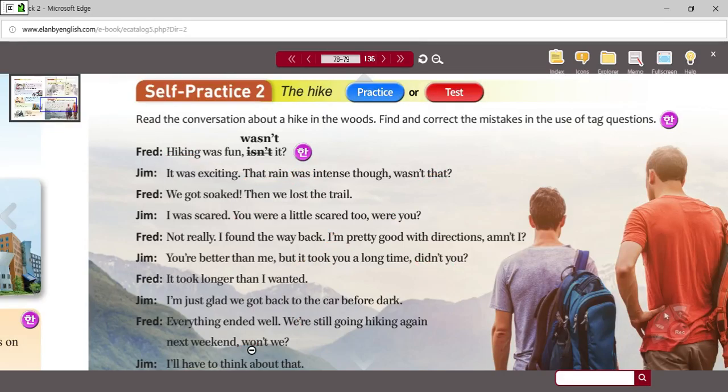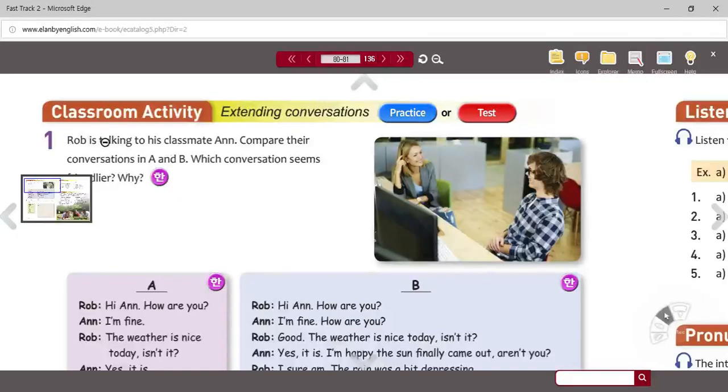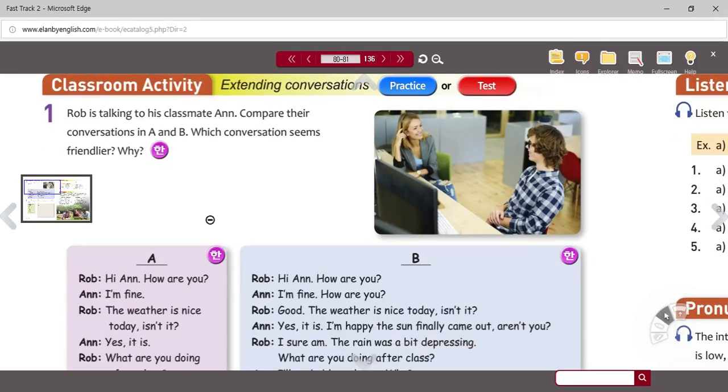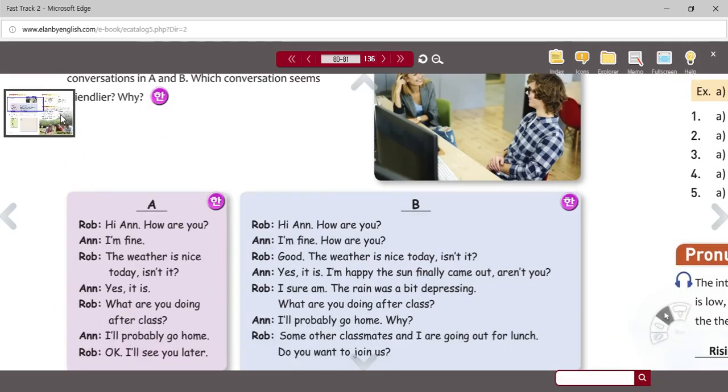Okay, let's go to the next page. Okay, let's start off on page 80, the classroom activity. You're going to do number 1 on your own. Let's read it and see what it says. Rob is talking to his classmate Anne. That's them. Compare their conversations in A and B. So you have conversation A, conversation B. Which conversation seems friendlier? Why? Okay, I think you can see the conversation here.